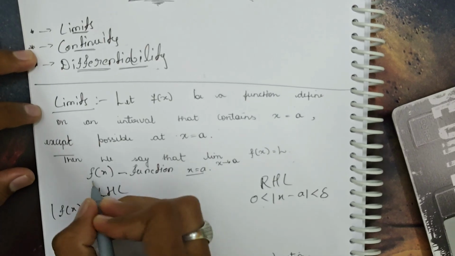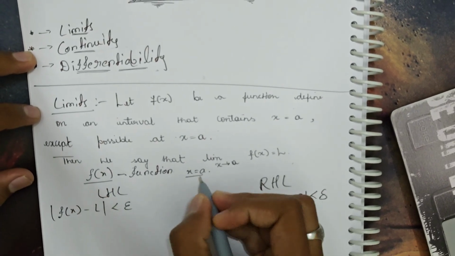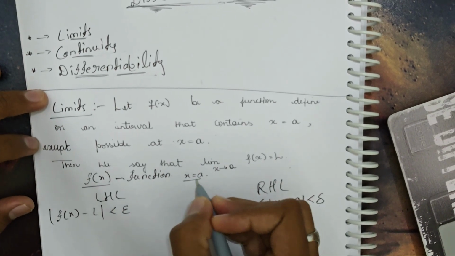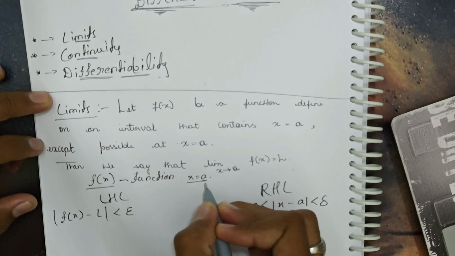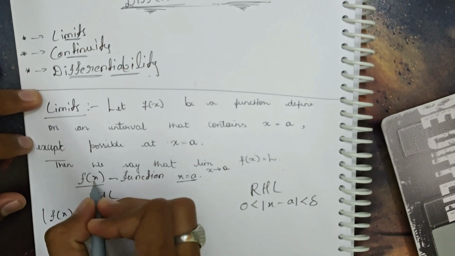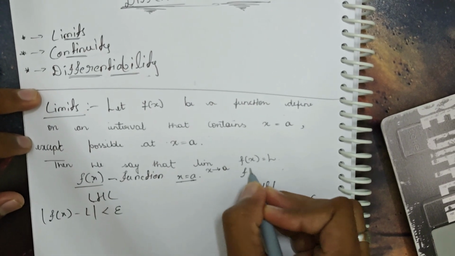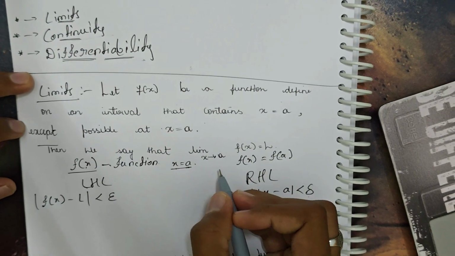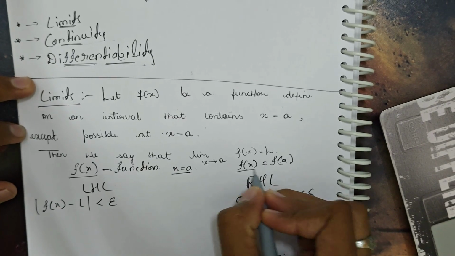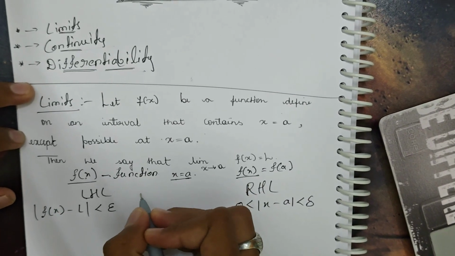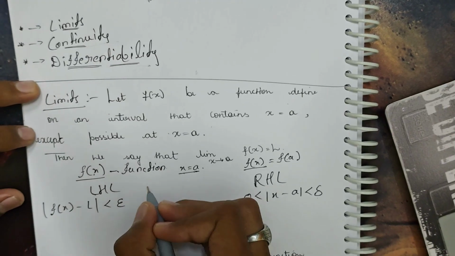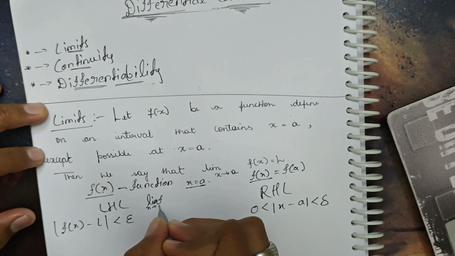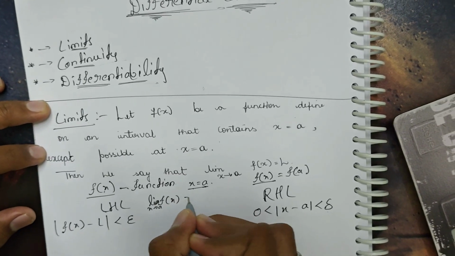So to get the value of f of x, we have to put the value x is equal to a. We have to put the x value into the function, that is f of x is equal to f of a. Similarly, to get the limit of f of x, we have to take the limit function, that is limit of x to a of f of x is equal to l.